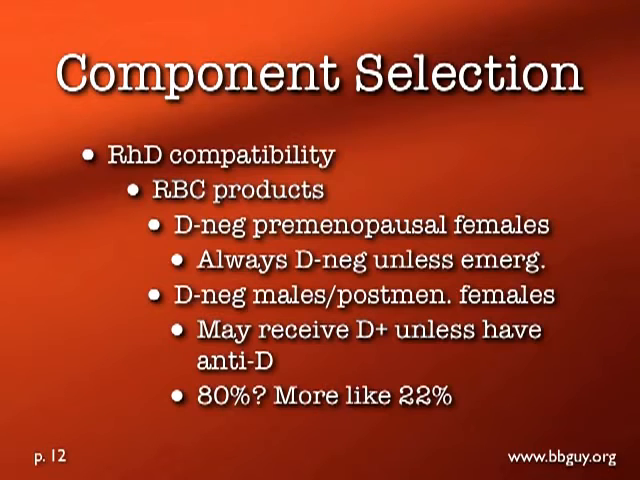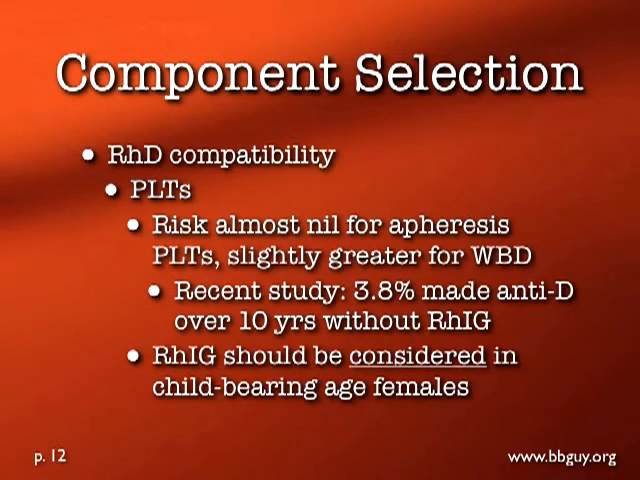Your handout talks about a reference of a really good study that shows only a 22% risk in hospitalized D-negative patients of forming an anti-D in that situation. For platelets, there really is a very small risk, and we're seeing this more and more and understanding this more and more. Apheresis platelets generally have fewer red cells than whole blood-derived platelets, so the risk is smaller for apheresis.